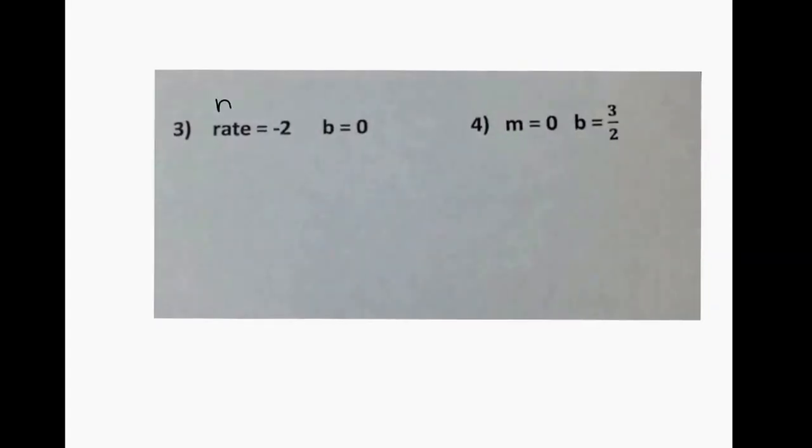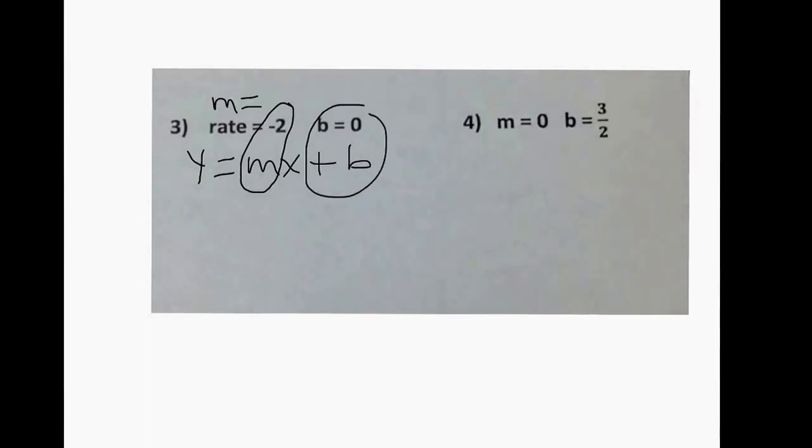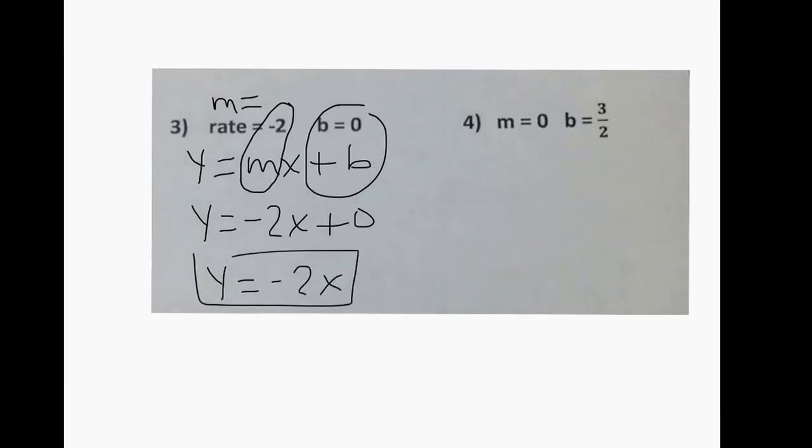Again, here rate is another word for m, or for slope. And b is b. So y equals mx plus b. There's our m. There's our b. Y equals negative 2x plus 0. And then we know that we would drop the 0 because we wouldn't write something that doesn't really exist. So y equals negative 2x.